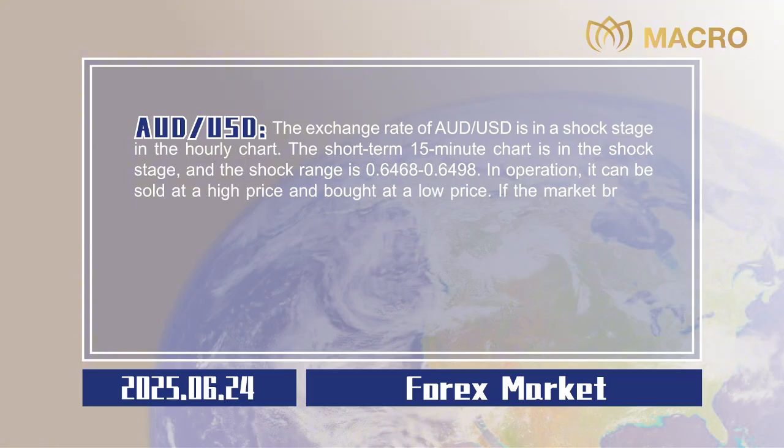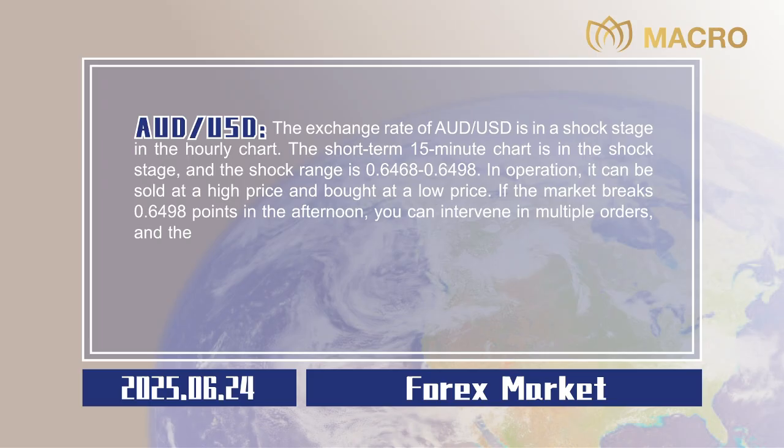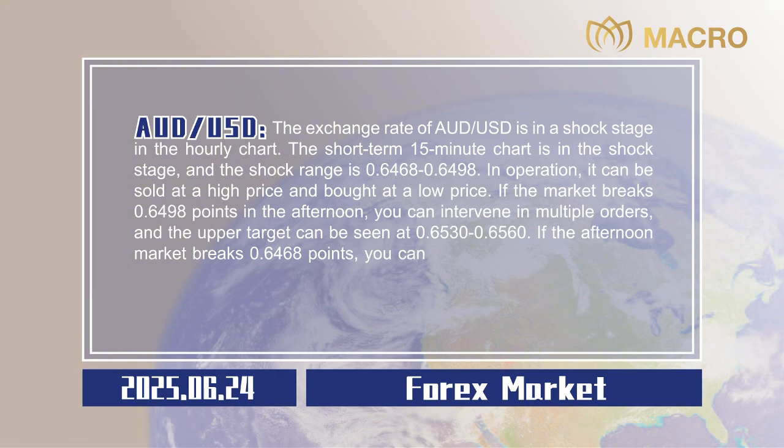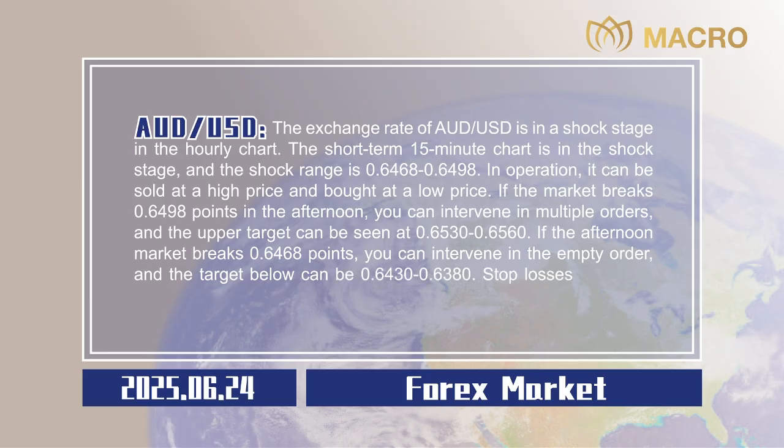If the market breaks 0.6498 points in the afternoon, you can intervene in multiple orders, and the upper target can be seen at 0.6530 to 0.6560. If the afternoon market breaks 0.6468 points, you can intervene in the empty order, and the target below can be 0.6430 to 0.6380. Stop losses are all 20 points.